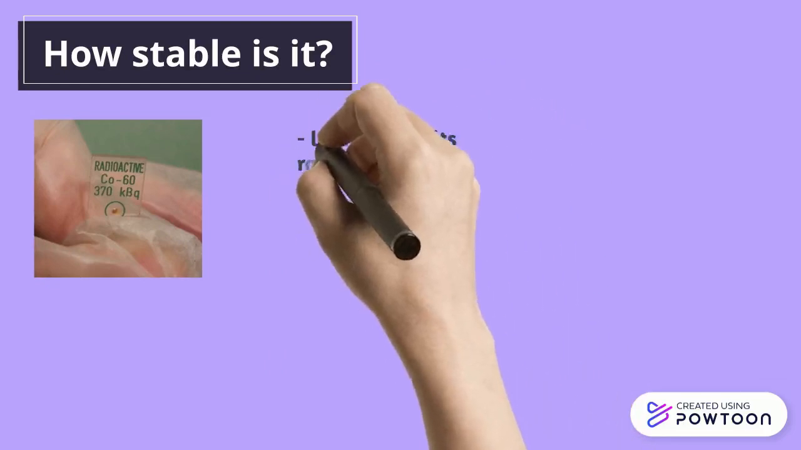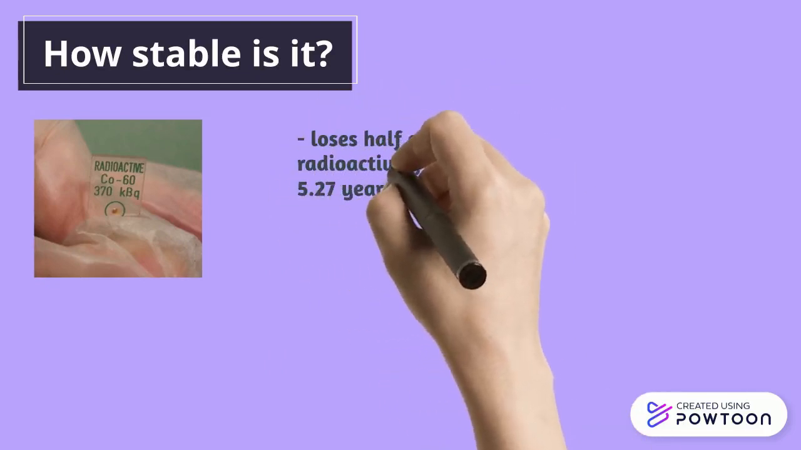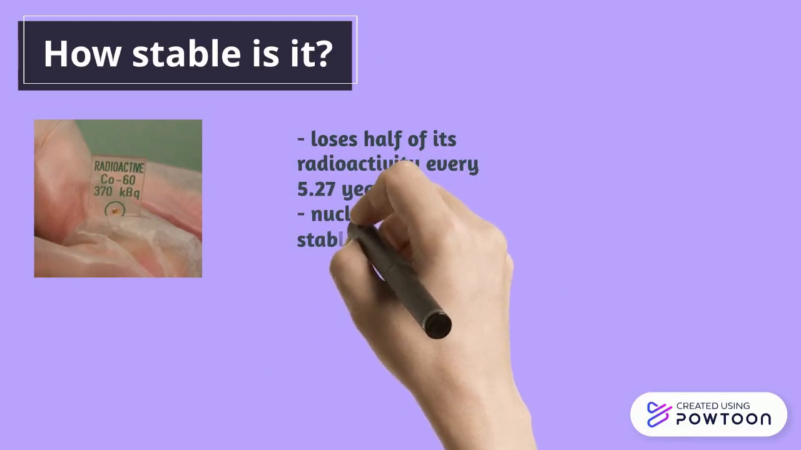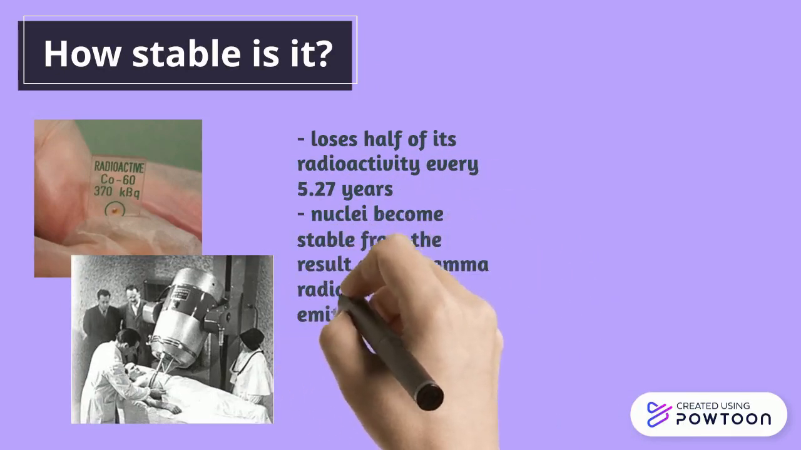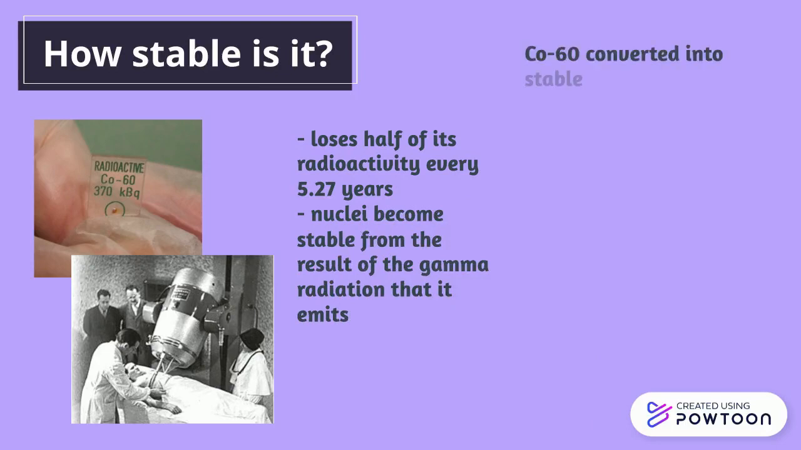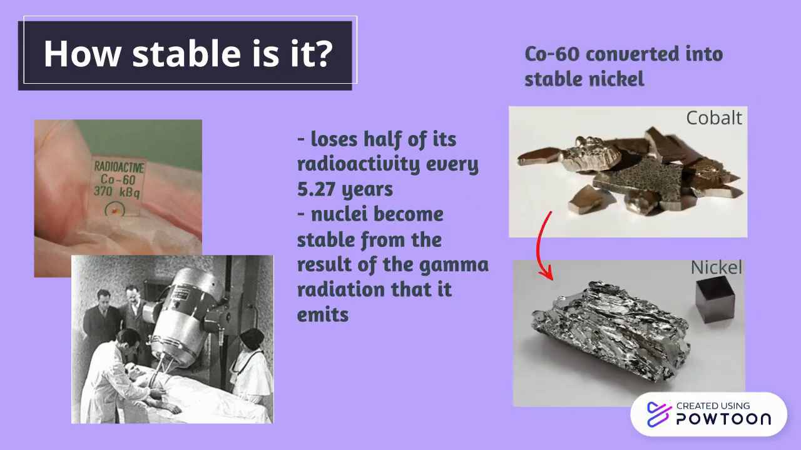Cobalt-60 loses half of its radioactivity after 5.27 years. This is because its nuclei become stable from the result of the gamma radiation that it emits. In this manner, Cobalt-60 is converted into stable nickel.